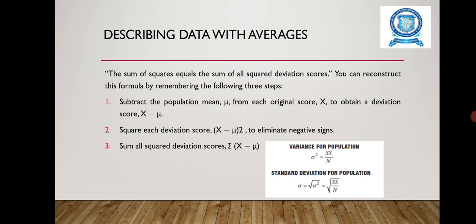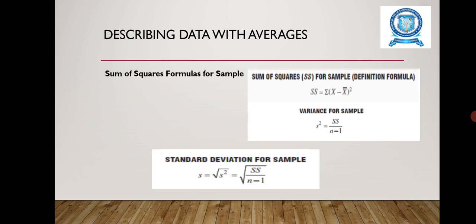Sum of squares is equal to the sum of the squared deviation scores. You can reconstruct the formula by remembering the following 3 steps. Subtract the population mean mu from each original score x to obtain a deviation score x minus mu. Square each deviation score, (x minus mu) whole squared, to eliminate the negative signs. Sum all the squared deviation scores, that is the sum of (x minus mu) squared. So we'll find the variance by this formula and the standard deviation with the next formula. Sum of squares formula for the sample. All these are the formulas.